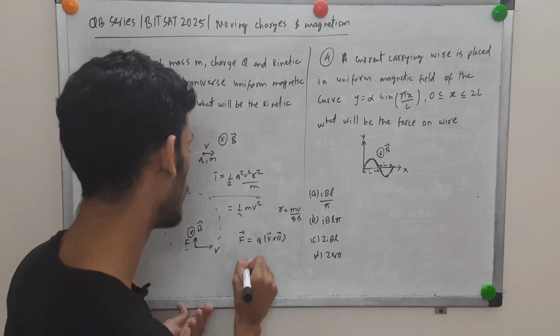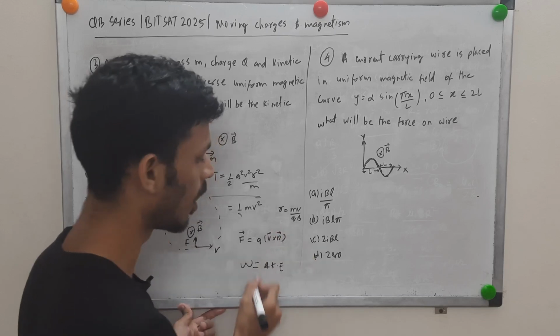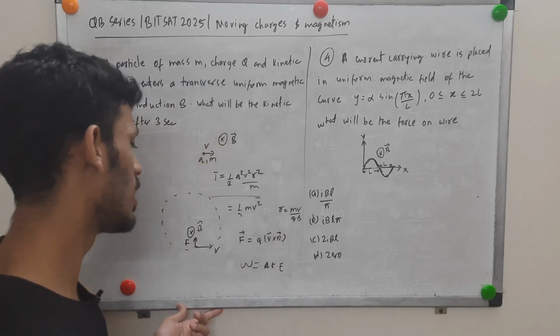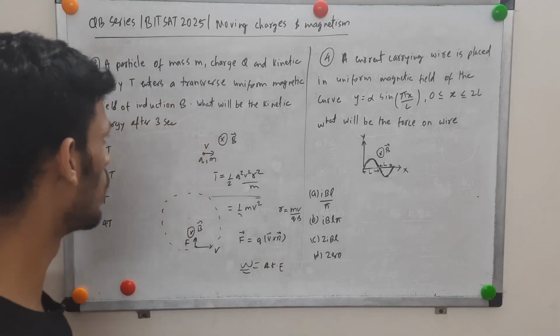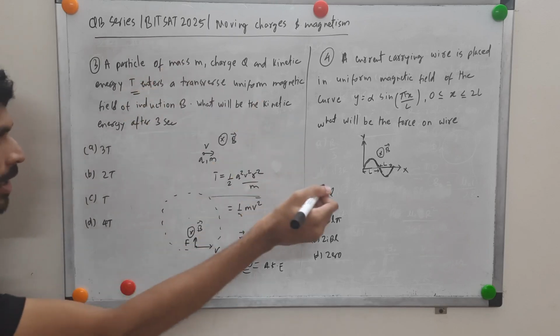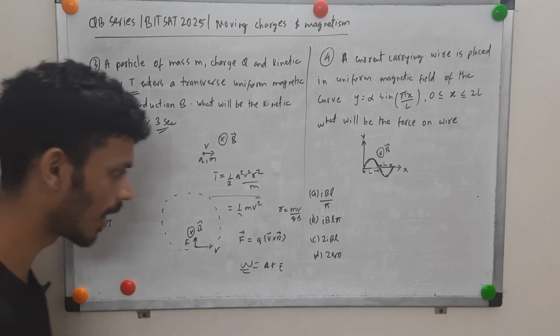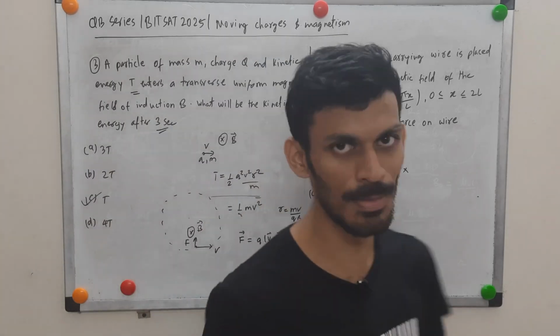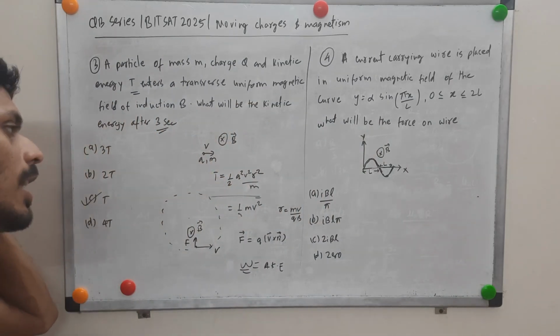Work energy theorem, you know it. Work done by all the forces is basically the change in kinetic energy. Since no work is done, change in kinetic energy is 0. Whatever kinetic energy it initially had, it will also have the same kinetic energy after 3 seconds. So in the simple case, there won't be any change in the kinetic energy.